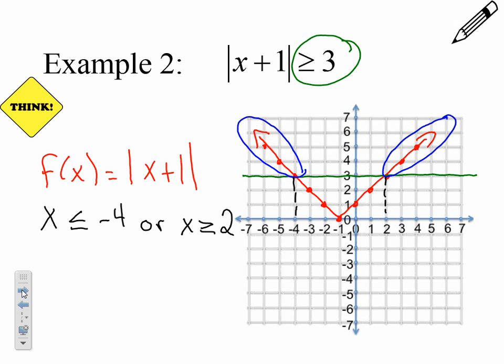Okay? If I want to write these in interval notation, this is going on forever. So it's going to be negative infinity all the way to negative 4. That's where it's going to be. And I'm using this closed bracket because it's less than or equal to. Now this one, starting at 2 and then going all the way to infinity.